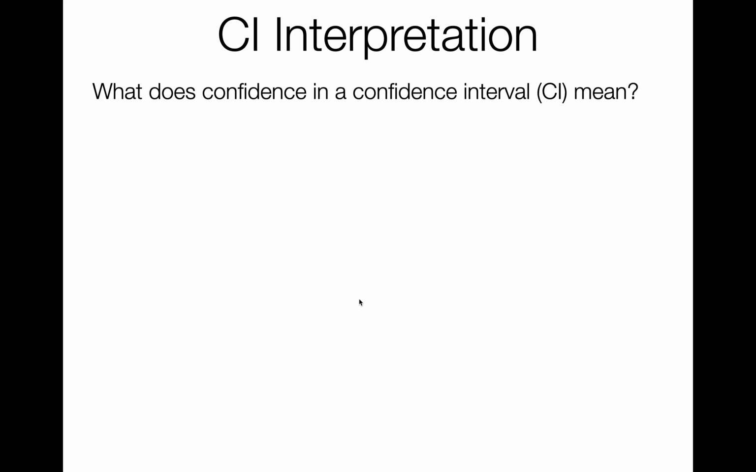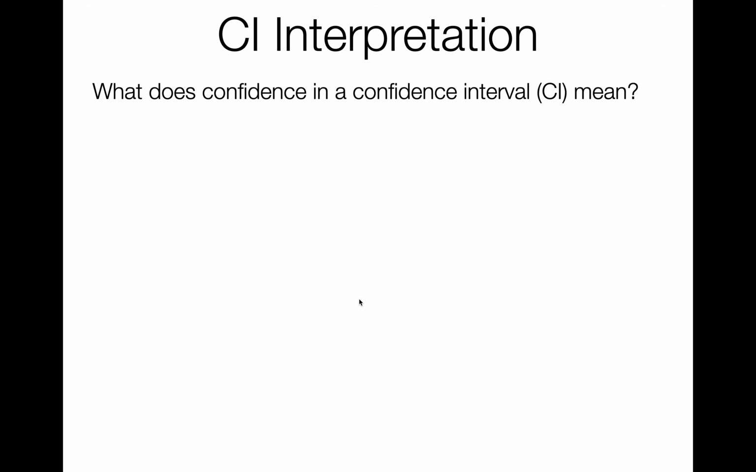So there's a confidence interval. And so we've talked about the formula to create a confidence interval, and so we get these numbers out. But I haven't really talked about what a confidence interval means other than a range of possible values. And so I'm going to talk about that quickly here.